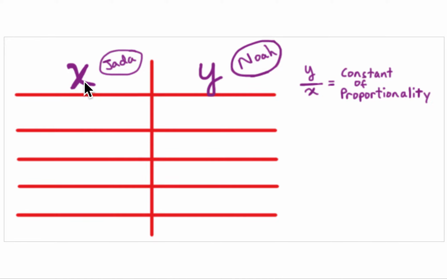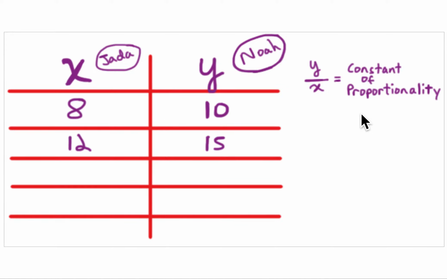All right, so Jada's x, we usually place the x on the left side of a table. Noah is y, we usually put the y values on the right side because we usually know the x information. That's what's given in most cases. And you calculate the y value, which is the answer to that question. And you use the constant of proportionality. If this is a proportional relationship, you use the constant of proportionality to make that calculation. I'm going to come back to this in a few minutes.